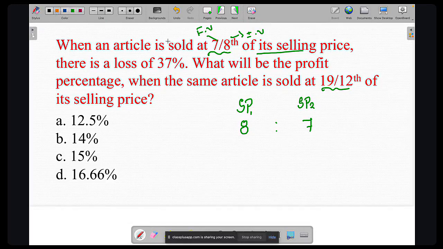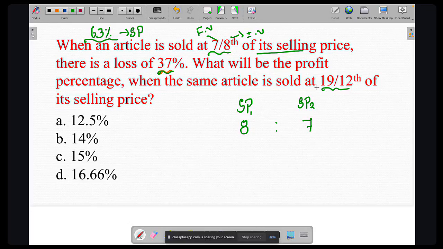Okay, now this is clear. Now there is a loss of 37%. Loss of 37% means you are selling that article at 63%. That is, for selling at 7 rupees, the selling price is 63. 7 parts is equal to 63 actually. Is it clear? Yes, sir. Okay. Now, according to this statement, 37% loss means the selling price is 63%, initially, the first time.